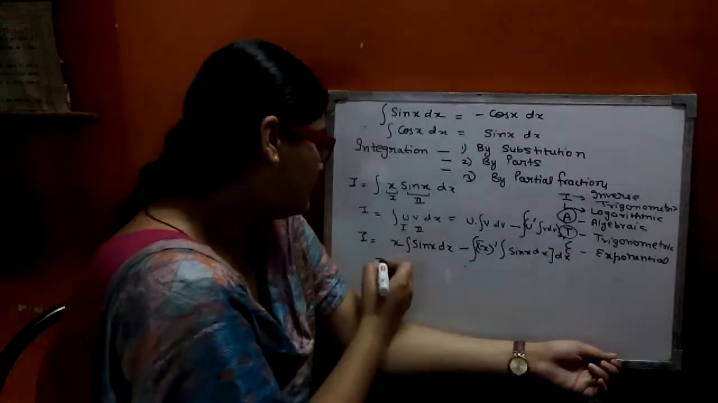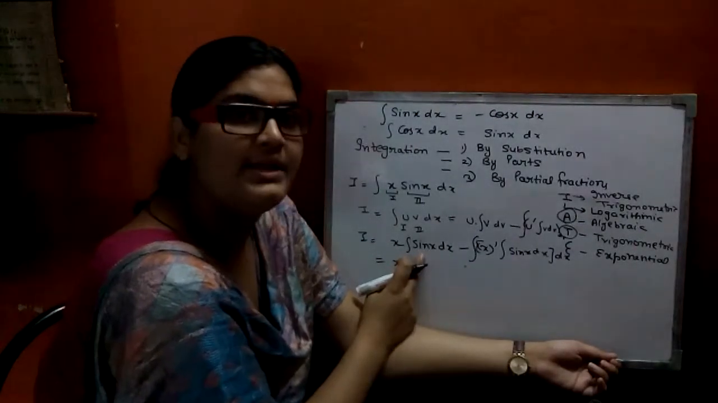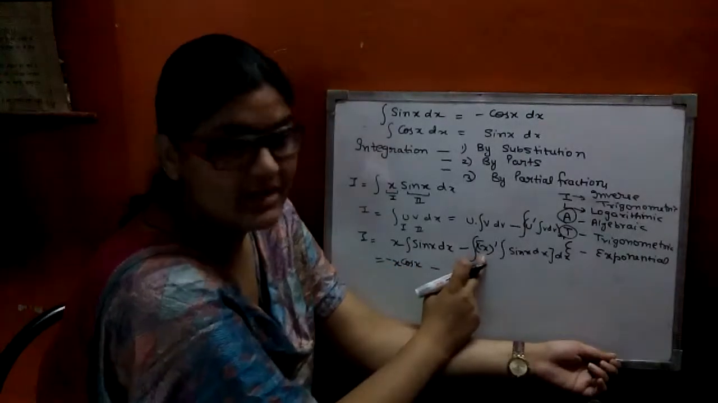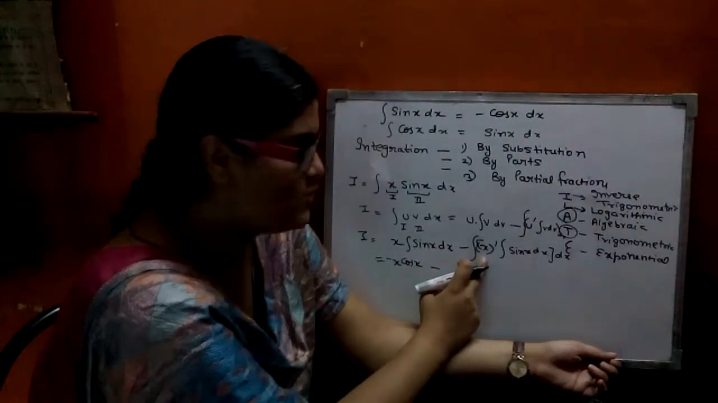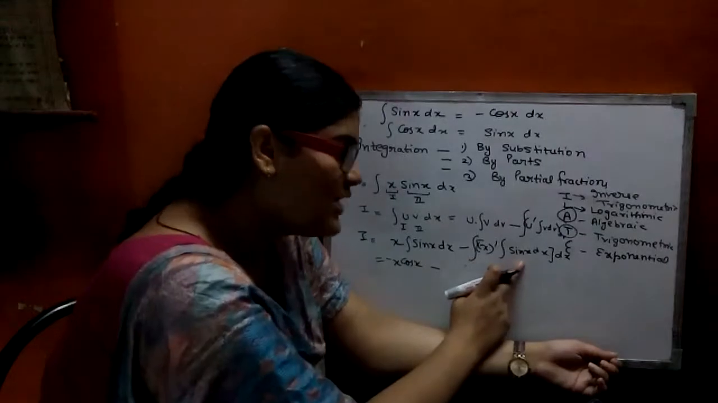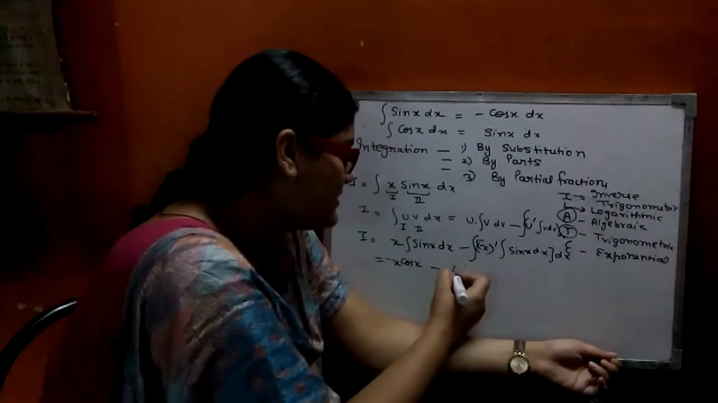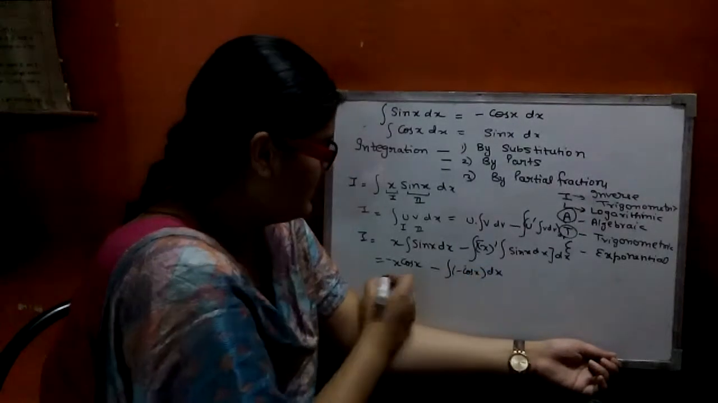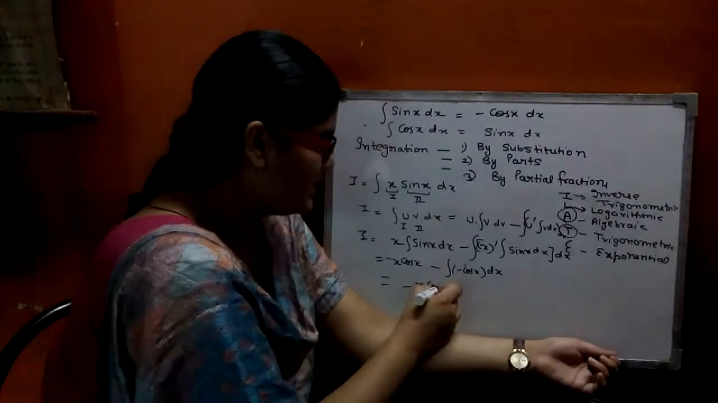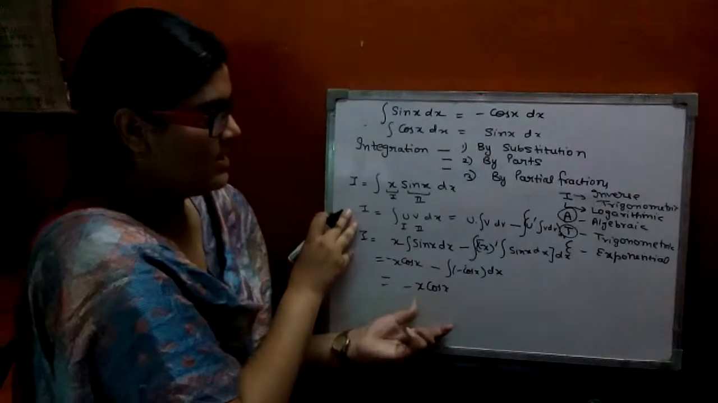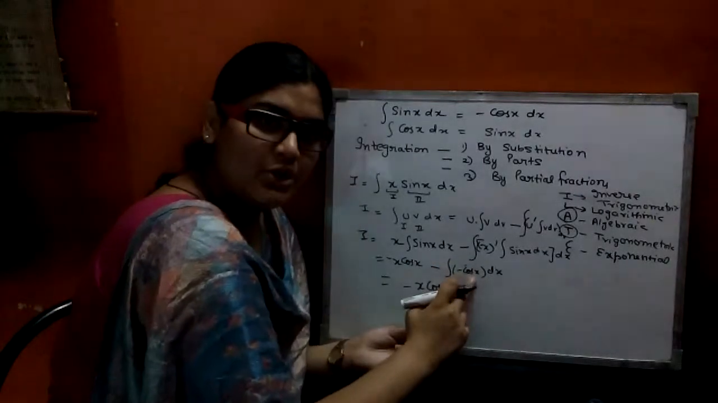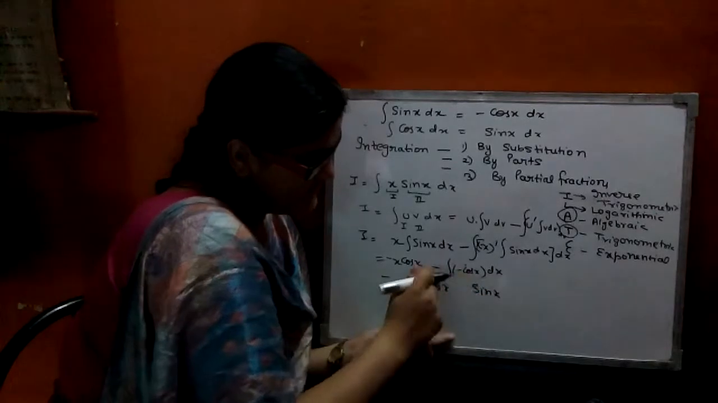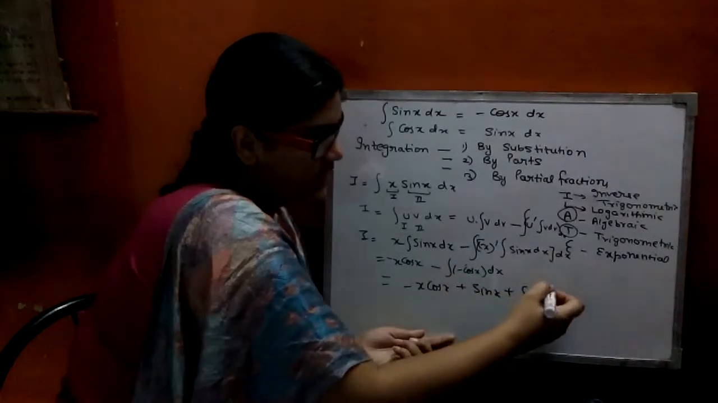So x, as we know, integration of sin x is minus cos x, minus differentiation of x, you know very well, is 1. Integration of sin x is minus cos x, and the integration of that means minus x cos x. The integration of cos x is sin x, minus minus plus. This is our answer.